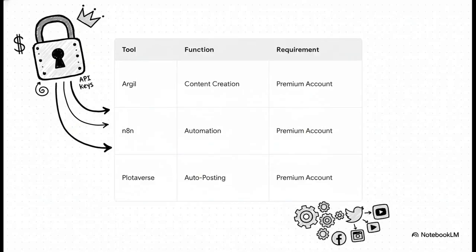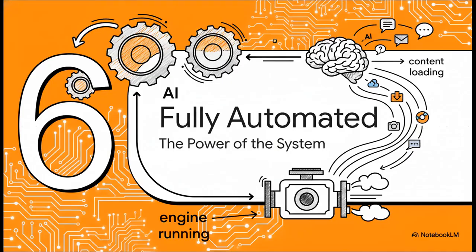Now, there is one really critical thing to keep in mind for this whole system to work. You will need premium subscriptions for all three of these tools. The free versions just won't cut it, because it's the paid accounts that give you access to those essential API keys that make all this awesome automation possible. And just like that, you've done it. The tools are all connected, your content is loaded up, and the engine is running. You've officially built the powerful, self-sustaining content machine.